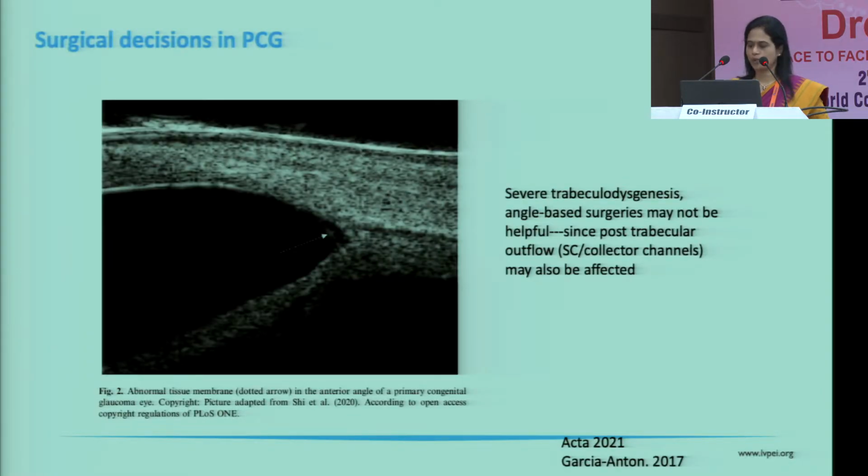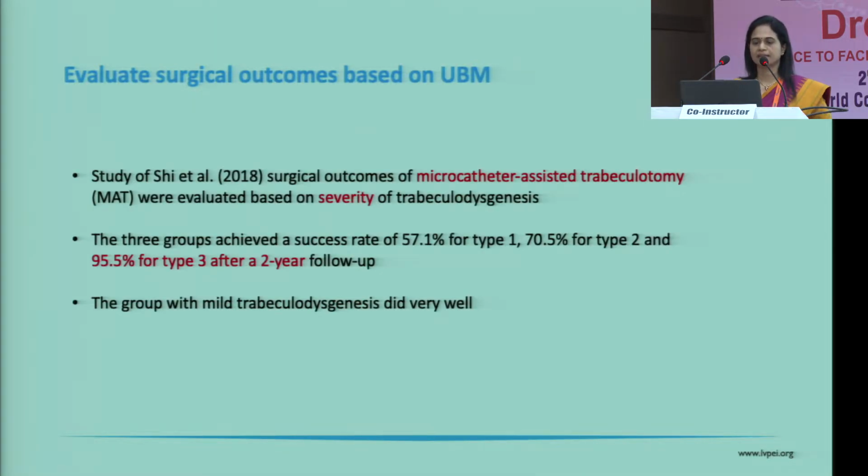So this, I don't want to go into the details. Faisal again showed this. It also helps you to make surgical decisions, what type of surgery would work in certain patients. So this is again something that he alluded to. Her article very beautifully showed this, based on the severity of trabecular dysgenesis, how angle-based surgery would help.